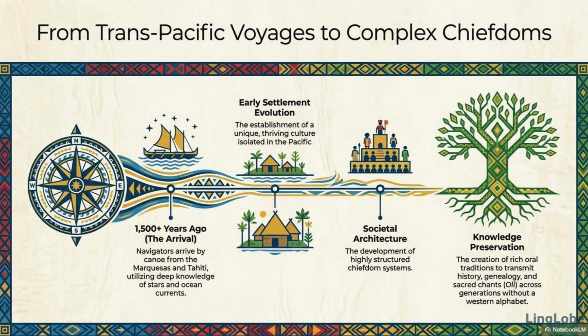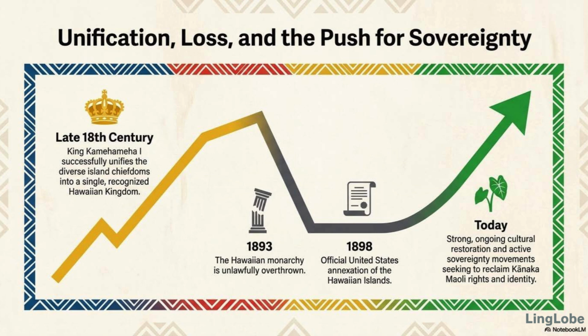And that system's been running for over 1,500 years. Navigators first got there using just the stars. Just the stars. That is incredible. Yeah, and they built these complex chiefdoms over time. But the really wild part is they kept all their knowledge in oral chants. No alphabets at all. Wait, really? How do you keep track of all that without writing it down? Well, it was strict. Like, one wrong syllable in a chant was considered a terrible omen, so they had to be exact.